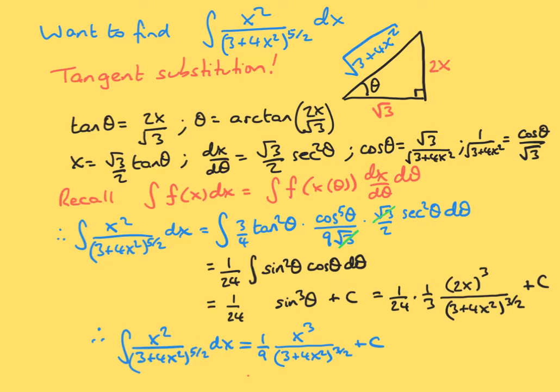And the 3 here and the 9 partly cancel, leaving us with a 1 over 3 on the bottom. So looking just at the constants, we have 4 times 3 times 2 in the denominator, and that gives us 4 sixths, which is 1 over 24. So I'll take that outside of the integral on the next line.